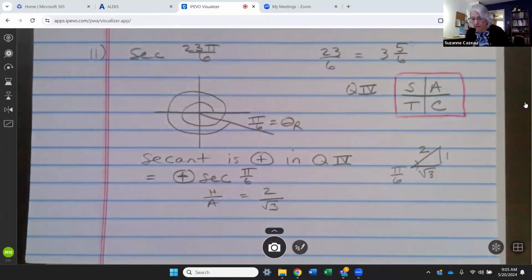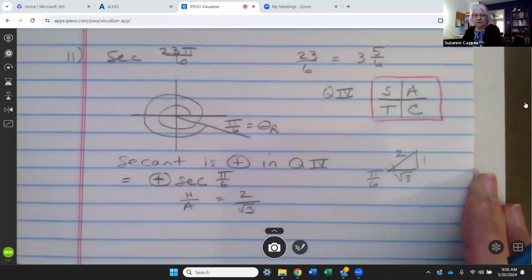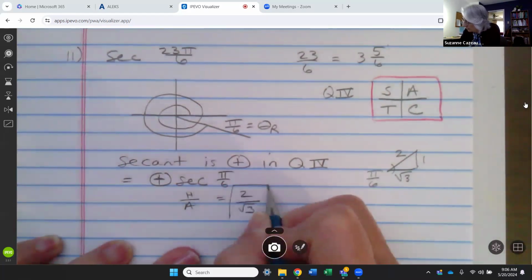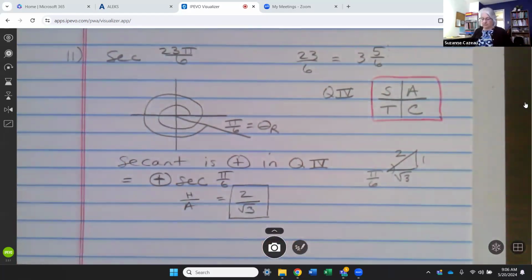And that's number 11. Okay, so I think we answered all the questions. Quadrant 4, positive pi over 6, secant of pi over 6, and then 2 over √3. So there were a lot of questions in this problem, and we've answered them all. At the end of the day, that's in the last box. That's number 11.